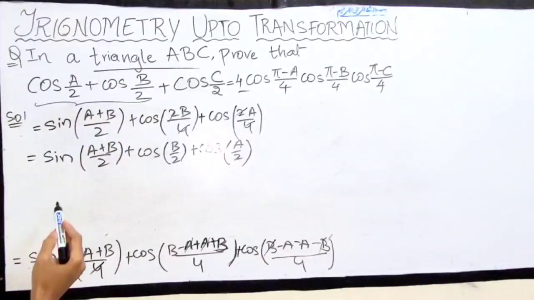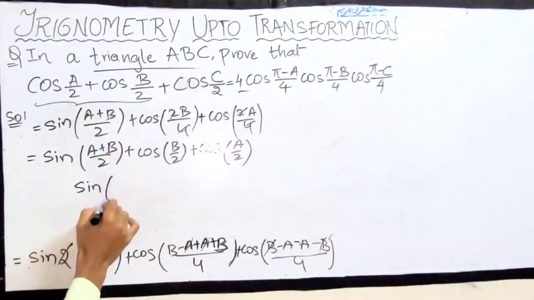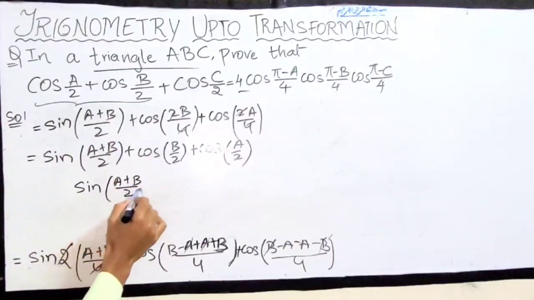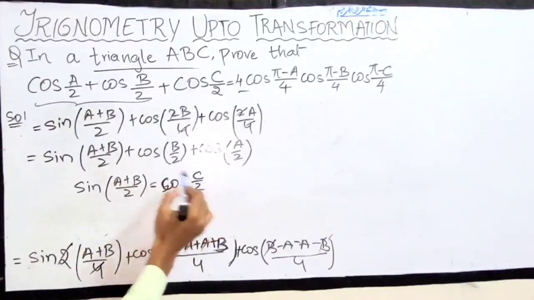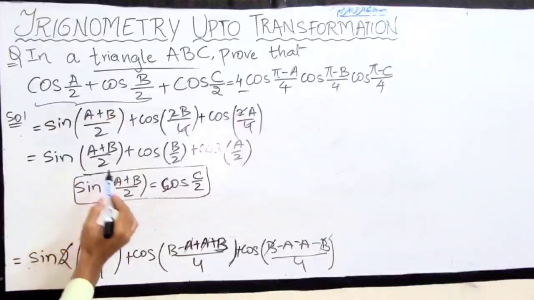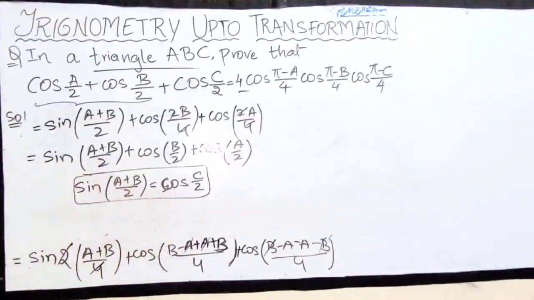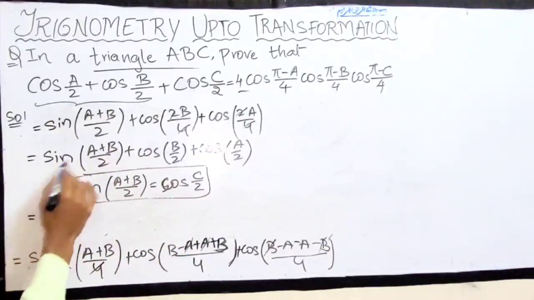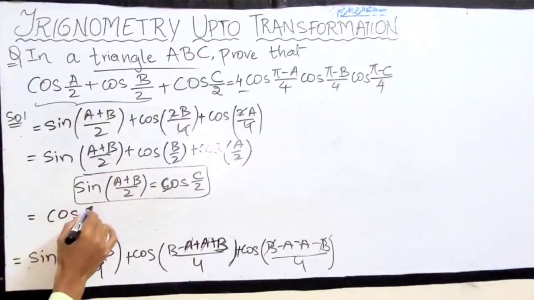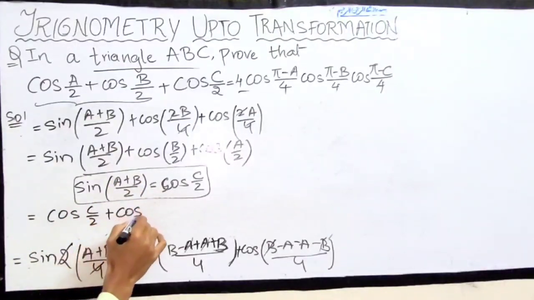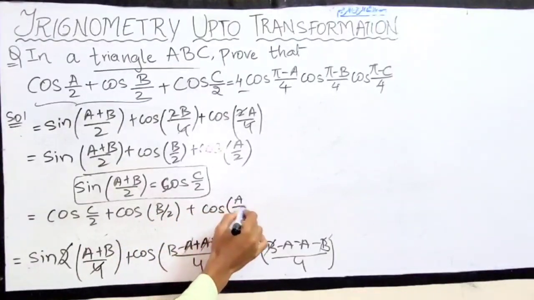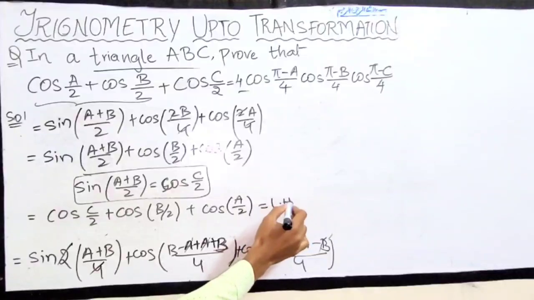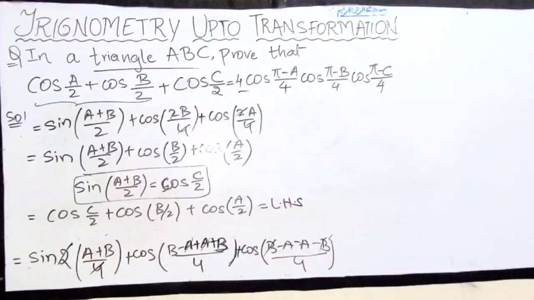So only one step is left, for which I have already given this formula: sin of (a plus b) by 2 is equal to cos of c by 2, which means sin of (a plus b) by 2 can be written as cos of c by 2. Hence, instead of that, we write cos of c by 2 plus cos of b by 2 plus cos of a by 2, which is your LHS. Hence, proved.